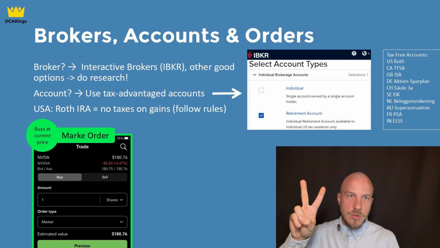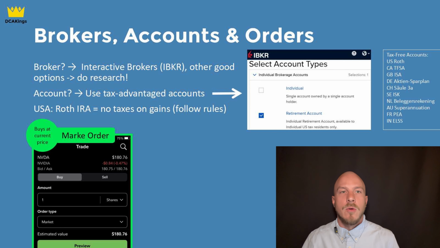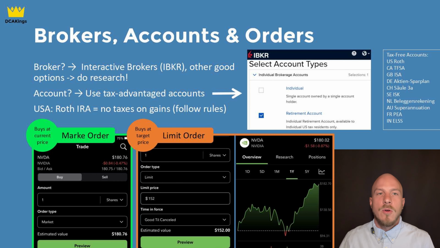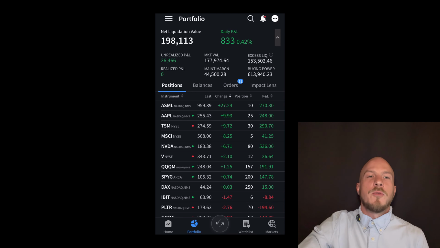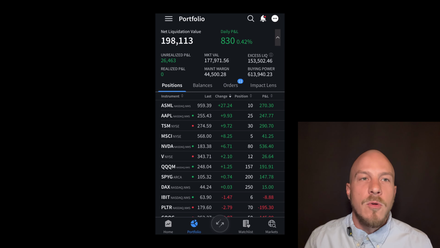You should also know the 2 order types, market and limit orders. A market order executes right away. A limit order lets you set the price you want. Useful if something seems overvalued. But keep in mind, a limit order may never get filled. I personally use market orders for most of my ETFs and core positions, and limit orders only for volatile stocks and BTC. Let's walk here through some quick examples on Interactive Brokers.